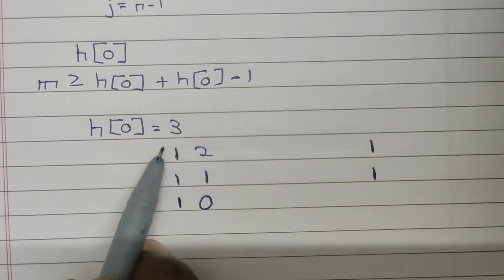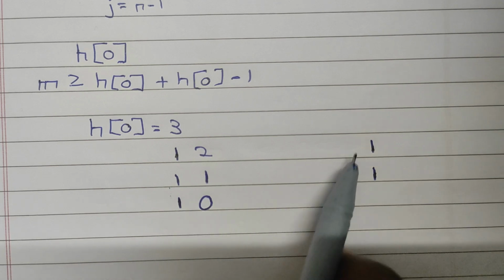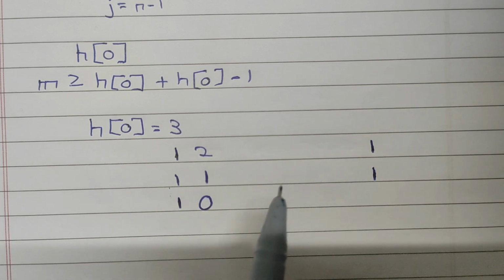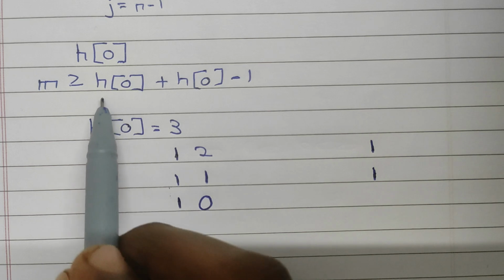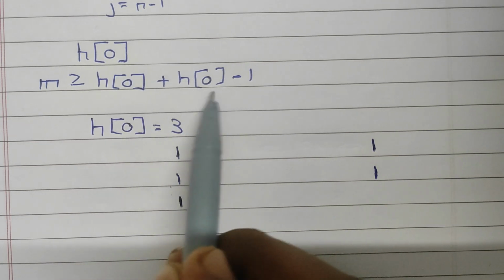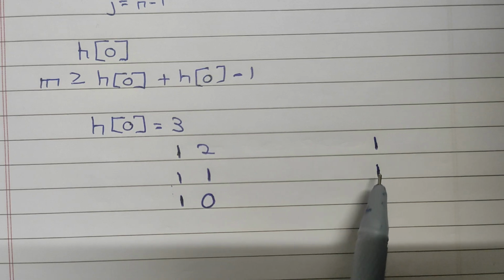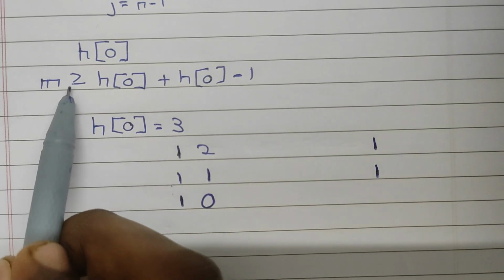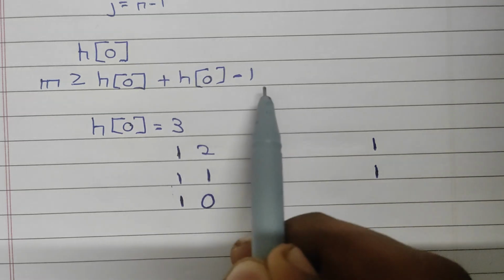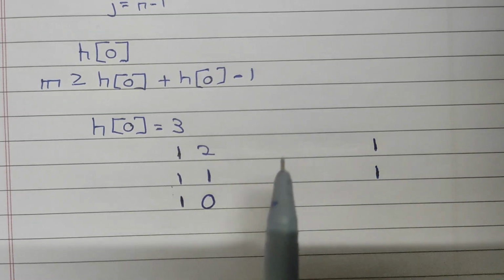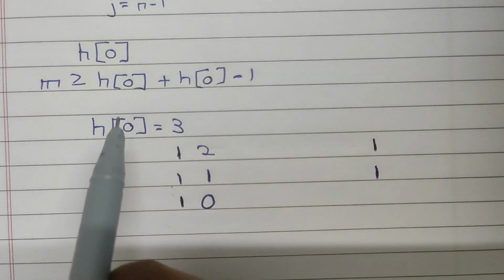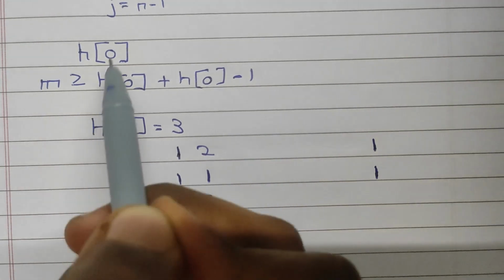So it required 3 attacks in the front and 2 attacks in the back. That's why we are writing here H0 plus H0 minus 1. H0 minus 1 in this case is 2. That's what we got over here as well. So if M is greater than or equal to H0 plus H0 minus 1, we are sure to collapse the ith fortress, or the zeroth fortress in this case.